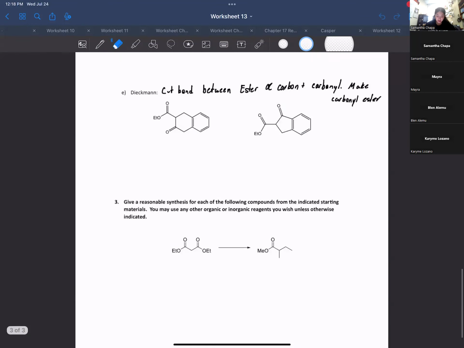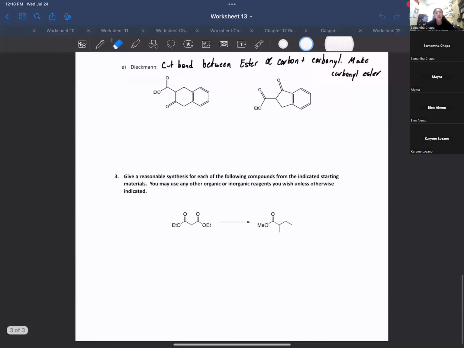After we're done with that, we'll go through some synthesis problems that I think are very likely to be on your exam, just because she always puts malonic ester or acetoacetic ester synthesis on her synthesis page for this exam. And so that's exactly what we're going to be working through.